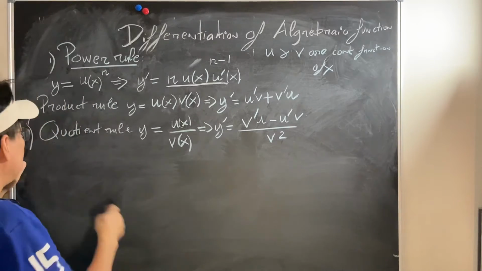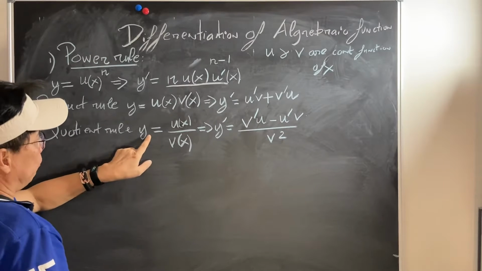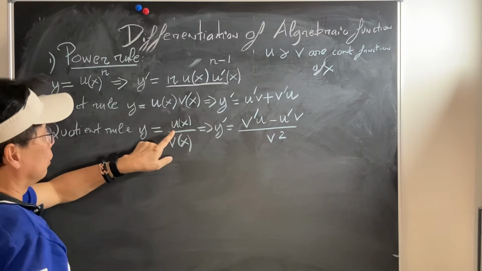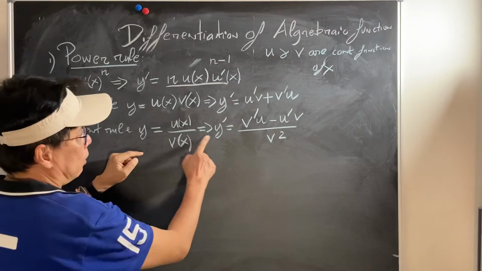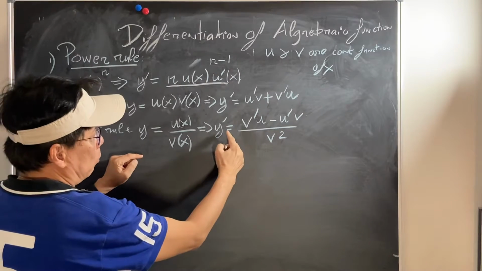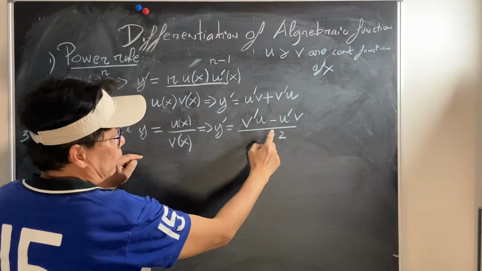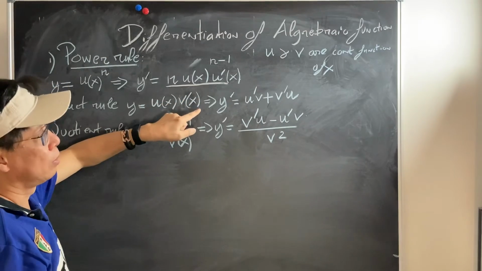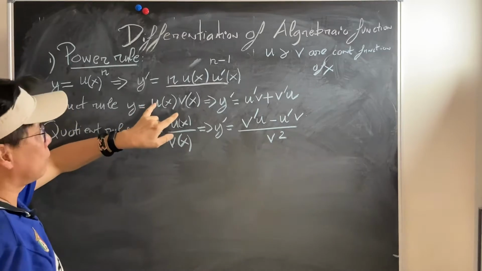The last rule, the third one, is the quotient rule. If you have a function equal to the division of two functions, u over v, then the derivative of that quotient is y prime equals v prime u minus u prime v, over v squared. These three formulas you must remember in calculus. So now we take some examples.